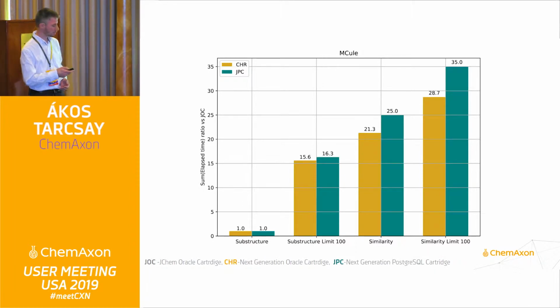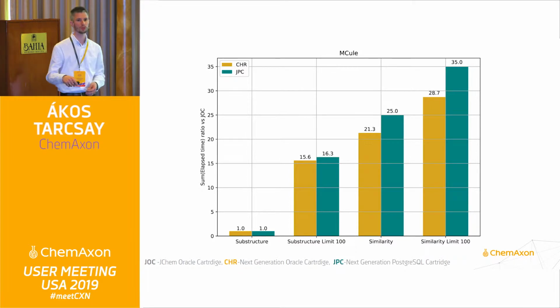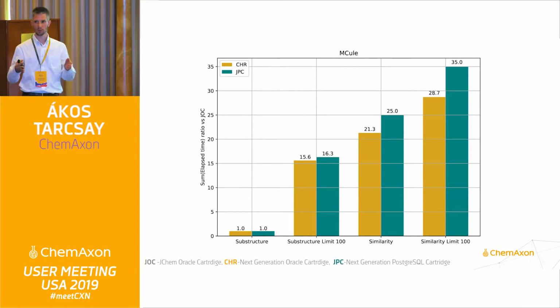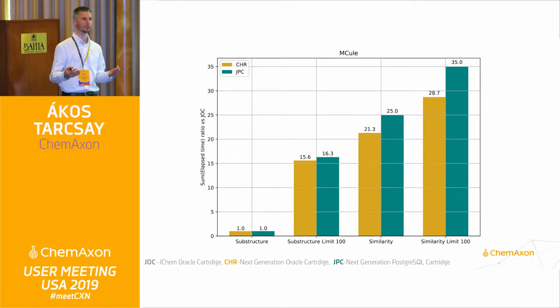And we measured substructure search performance, substructure search with limit 100, and I will use this when we are looking for the top 100. And in this new technology, this top 100 will not be random. These will be those substructure hits that are most similar to the query. And we also ran similarity search as well as similarity with top 100.